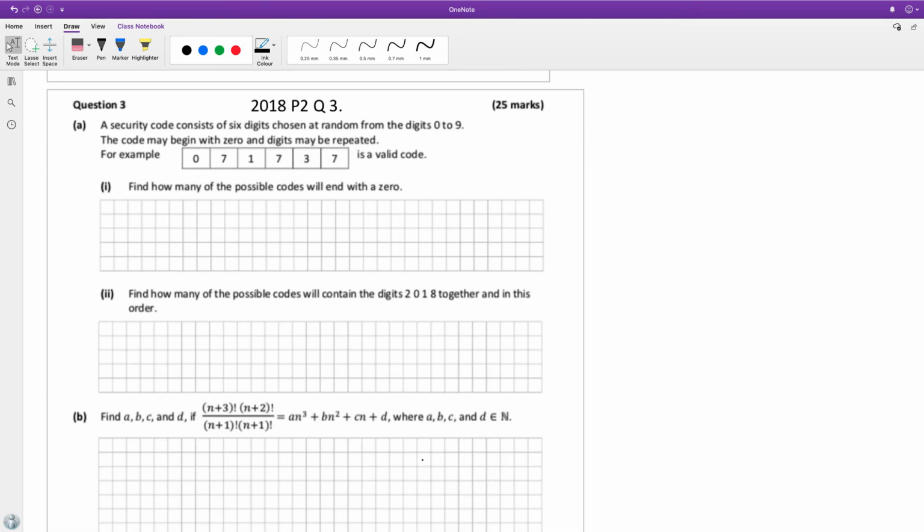Right. Combinations. 2018 paper 2 question 3. A security code consists of 6 digits chosen at random from the digits 0 to 9. The code may begin with 0 and digits may be repeated. For example, 071773 is a valid code. Find how many possible codes will end with a 0. So, combinations we use boxes. Use boxes.